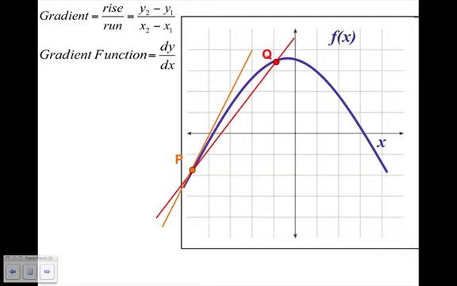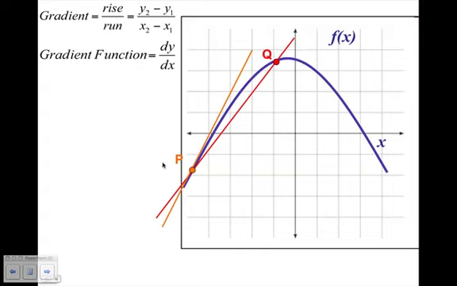As we move away from Q and we head back down the other side of the curve, the blue curve, what we find is the gradient turns negative. In other words, the gradient's changing at each point along the curve. So rather than it being a single number, the gradient is going to be some function of x. As you move along the x-axis, the gradient will be changing.